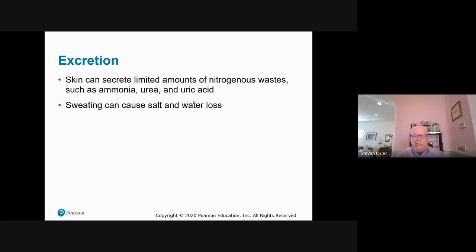Excretion. I told you that one of the systems that gets rid of waste is your skin, your integumentary system. Okay? The skin secretes ammonia, uric acid, and urea. Okay? It also secretes water and salt.